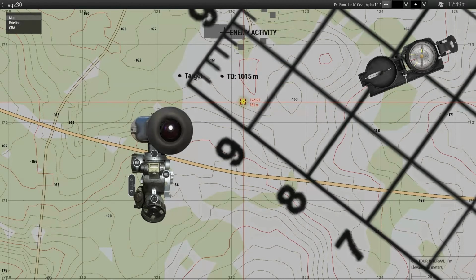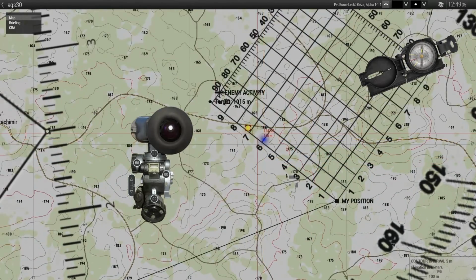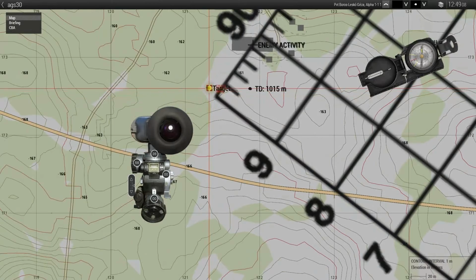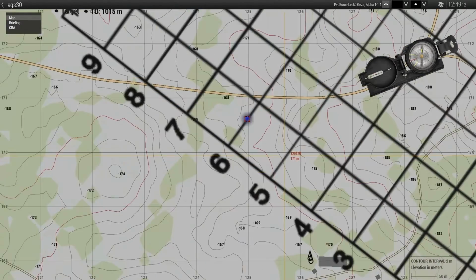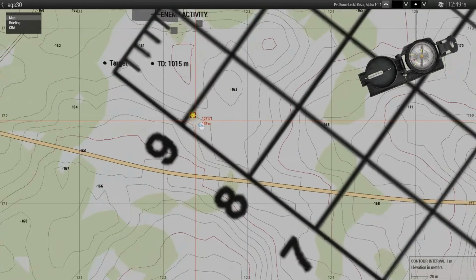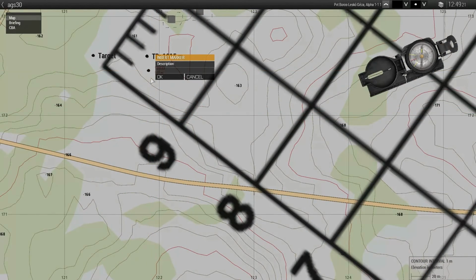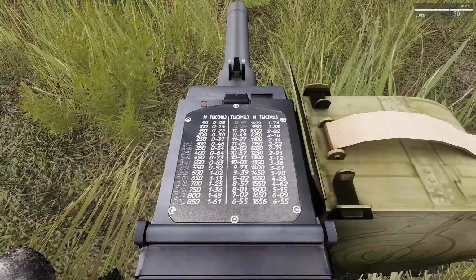Okay, but unfortunately we don't only have distance, we also have an elevation difference. If I bring my cursor onto the target, it says it's at 160 meters elevation, and I'm at 181. So I have an elevation difference of minus 21 meters. Good. So let's find our solution for that.